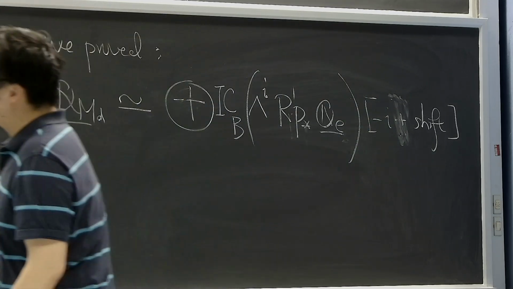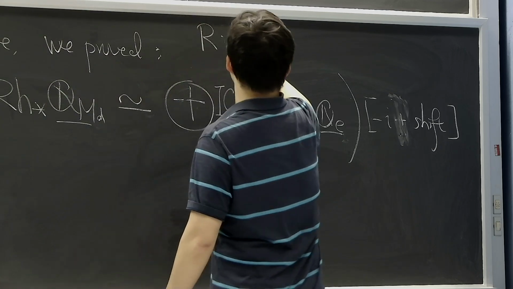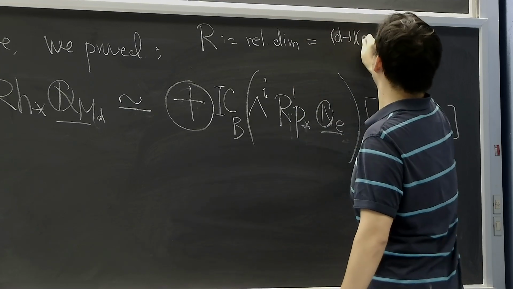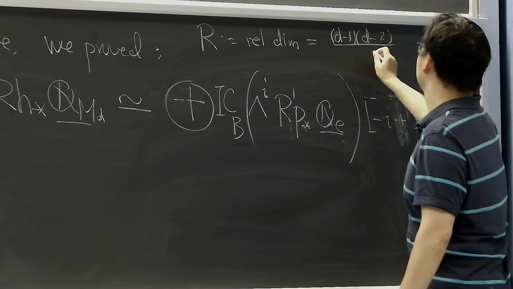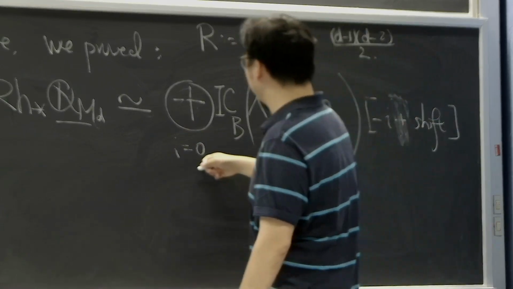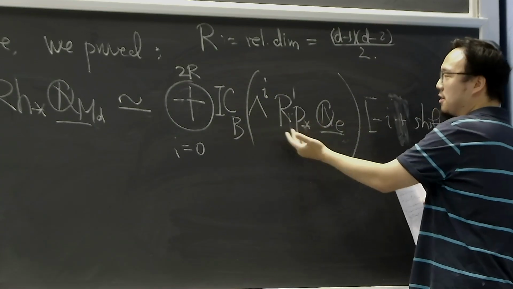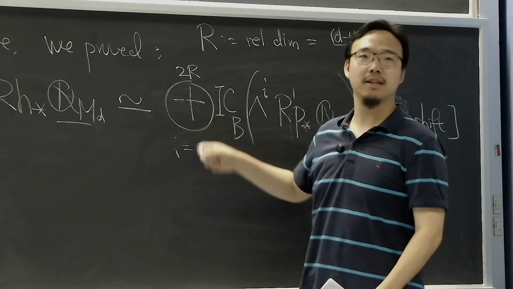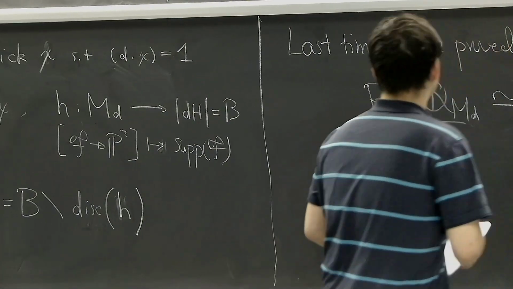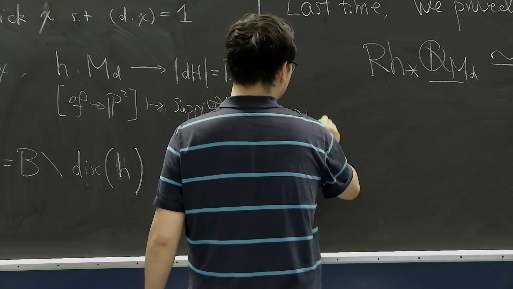So if we write r to be the relative dimension, which is of course d minus 1, this is the arithmetic genus of a degree d curve. The sum runs over i from 0 to 2r, because everything is the intermediate extension of this local system, and this local system only lives in this degree. So this is the formula we saw yesterday, but then we can take its global cohomology.